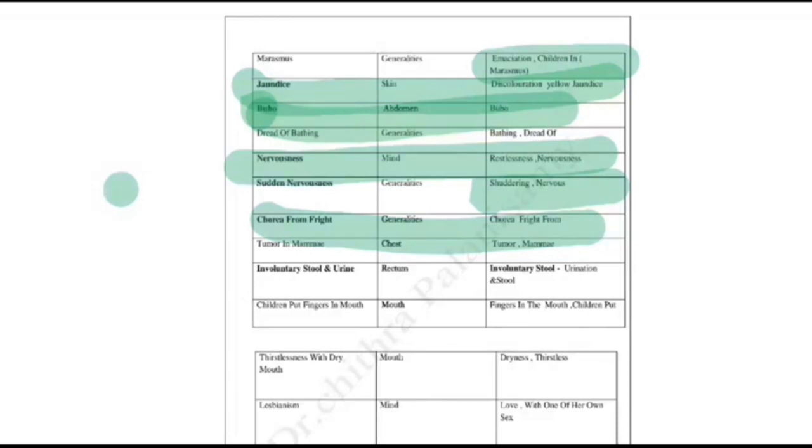Then tumor in mammae, commonly we go to the chest chapter. Involuntary stool and urine both are present in the rectum chapter. This is very very important. Involuntary stool, urination and stool, like that we can see the rubric arrangement. Then children put fingers in the mouth, which we can see in the mouth chapter, fingers in the mouth, children put, like that. Then thirstlessness with a dry mouth, which we can see in the mouth chapter, dryness, thirstlessness, like that.